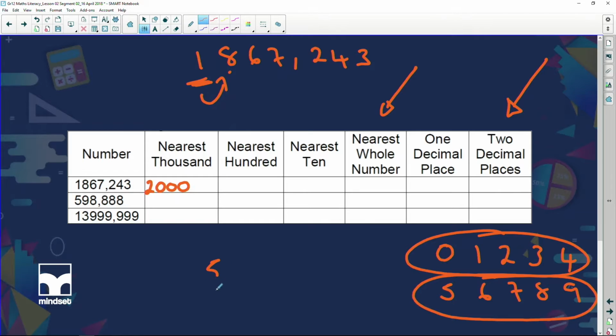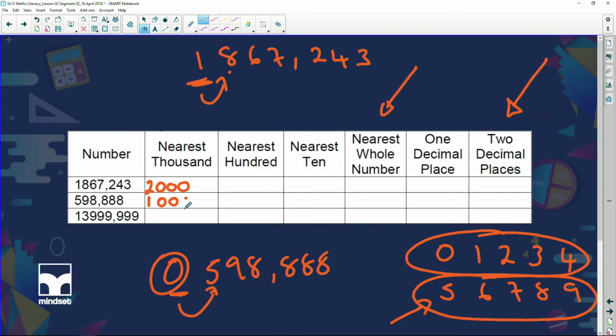Let's look at this guy here. I've got 598,888. Where's my 1,000? My 1,000's over here. What's its digit? It's a 0. Agreed? We don't have to write zeros in, but we know it's there. I've got no thousands. Now, my next digit, a 5. Is it a big number, a small number? Look here, folk. It's a big number. So what's going to happen to that 0? It's going to become a 1. So I'm going to make this 1,000.